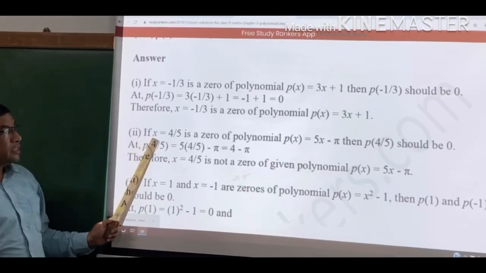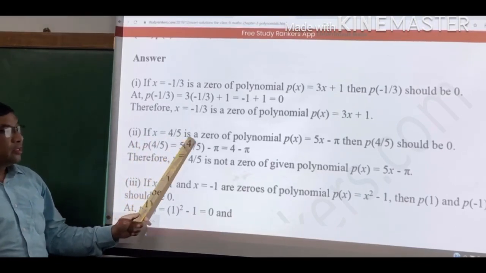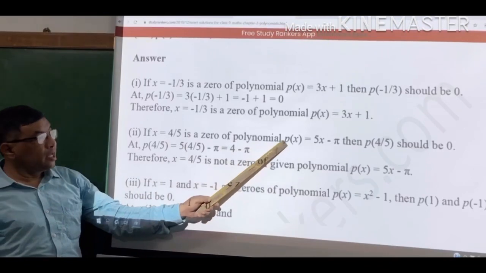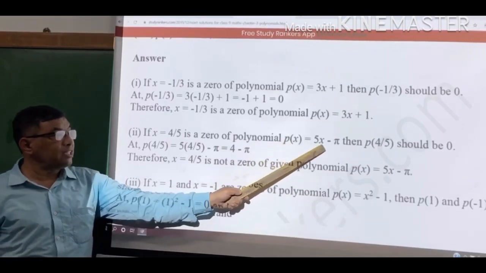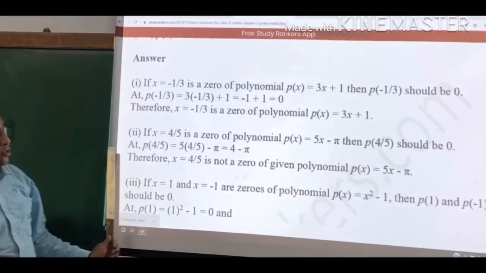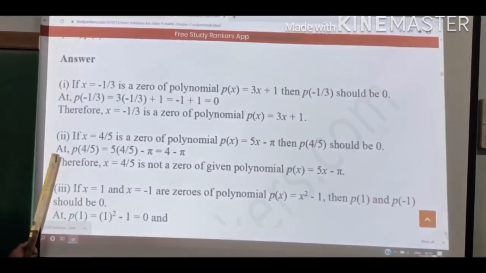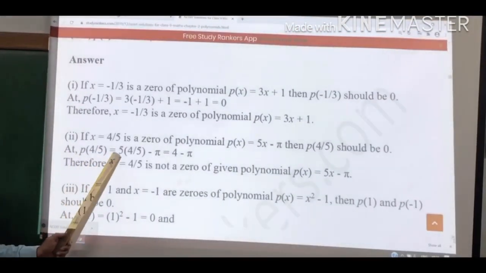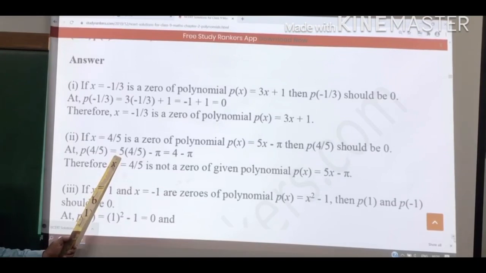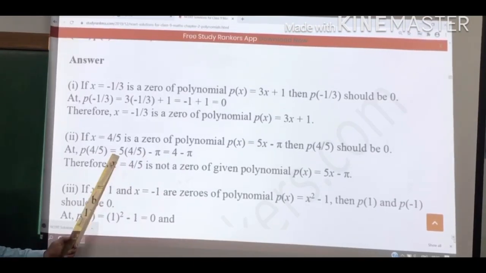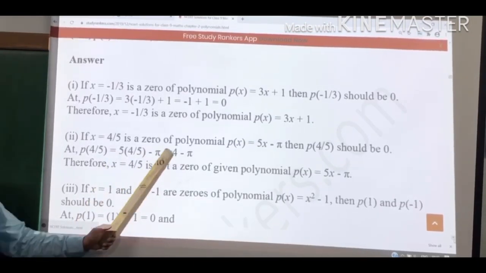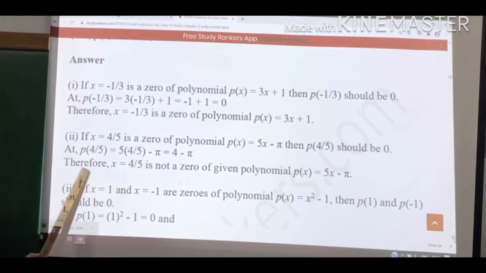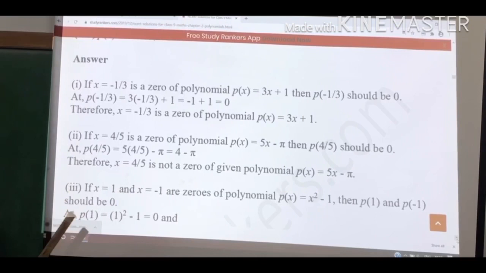If x equal to 4 upon 5 is a 0 of a polynomial, then P of x equal to 5x minus pi is given. So we apply P 4 upon 5. P 4 upon 5 is equal to 5 into 4 upon 5. 5 gets cancelled. So we get 4 minus pi. So answer is not coming 0. Therefore it is not a 0 of the polynomial. Third one we see.